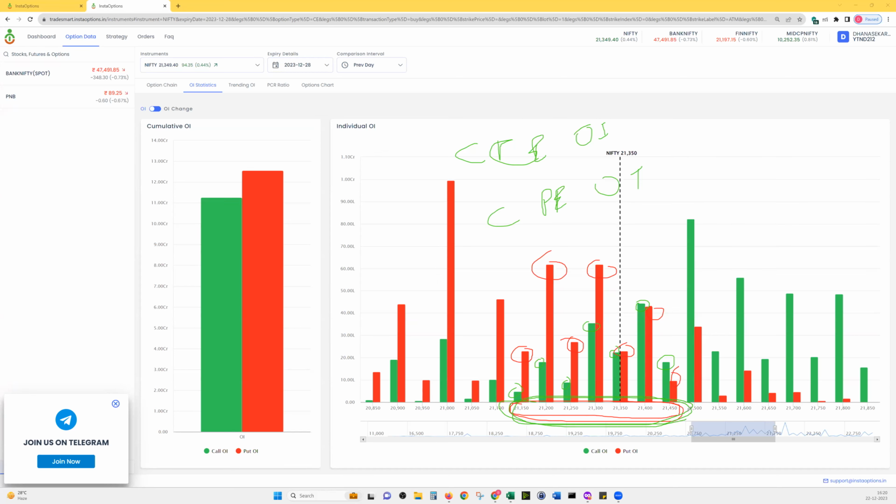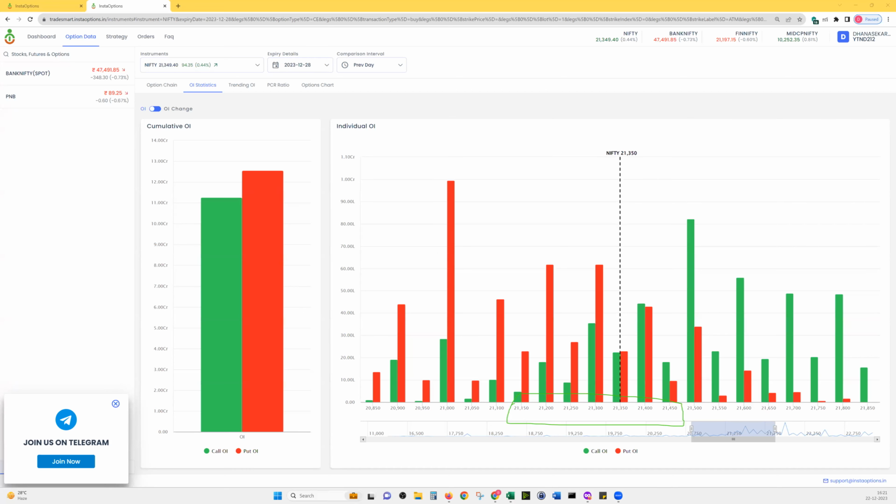So why have I taken these seven strikes alone? Come on, guys, just have a guess. Why have I taken only these seven strikes? Maximum open interest, exactly. Apart from that, they are closer to the current price, exactly. These are the most active strikes, nearest to the current price.